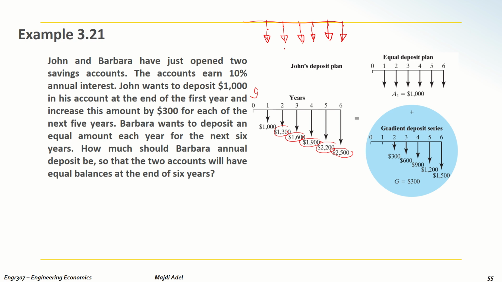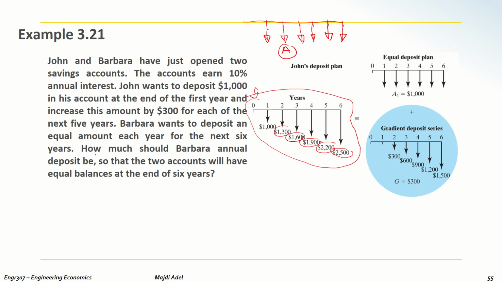This is, I say, call it A. Now the question is, how much should Barbara deposit in the bank so that both of them will have the same amount at the end of the 6th year? Or simply the question is, convert this gradient cash flow to a uniform cash flow.